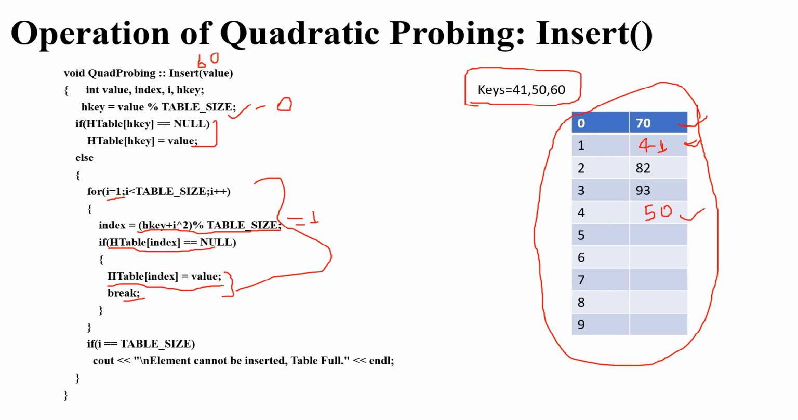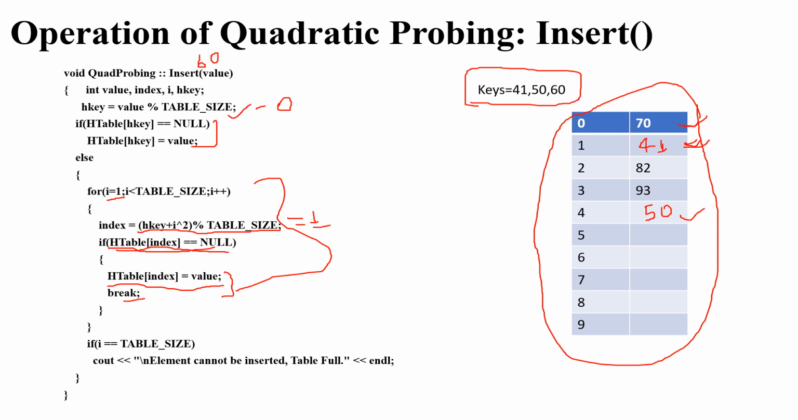Now h of k value is what? 0 plus i square, and 1 square is 1. So 0 plus 1 modulus 10, you will get again 1. Now check that hash table of first index is null? No, 41 is already there. Again collision. Then increment the i value.